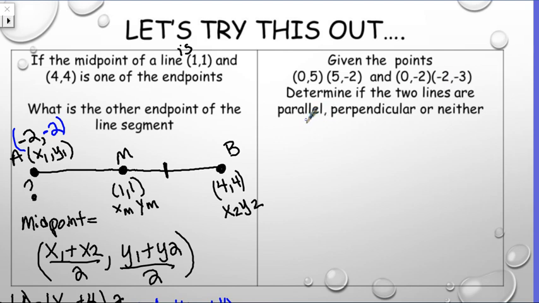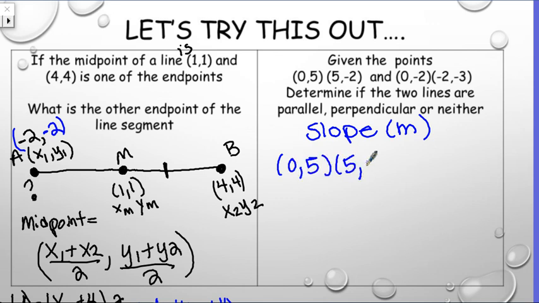So if I want to know if these lines are parallel, perpendicular, or neither, I need to find the slope. This is what's going to help me determine this, the slope. And the symbol for slope is M. So I'm going to write this first point down and go ahead and find the slope of that line. This was x1, y1, x2, y2.